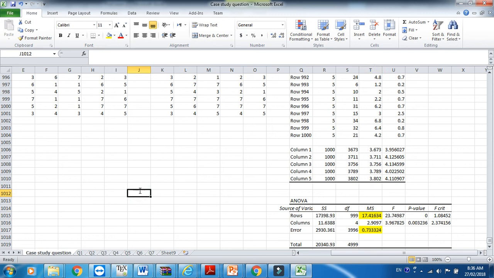Cronbach's alpha is equal to 1 minus, in parentheses, error over rows, close the parentheses, so it's 0.95, and this is how you calculate Cronbach's alpha.